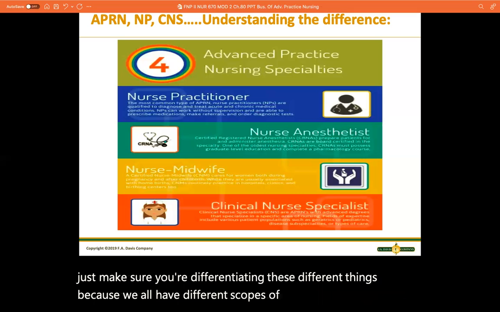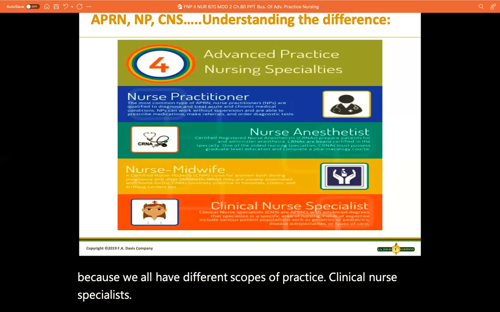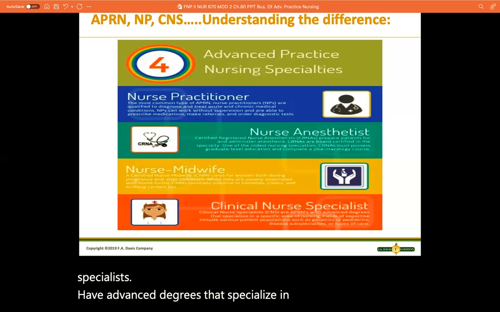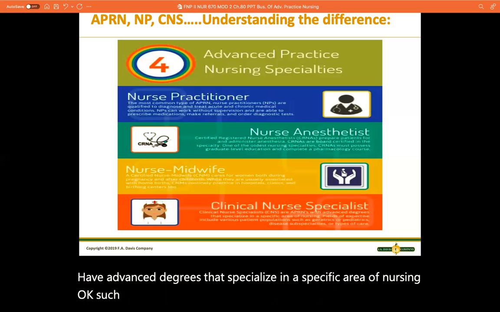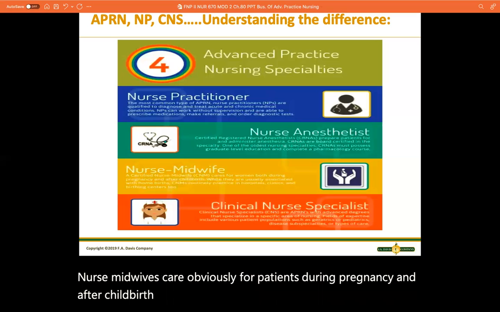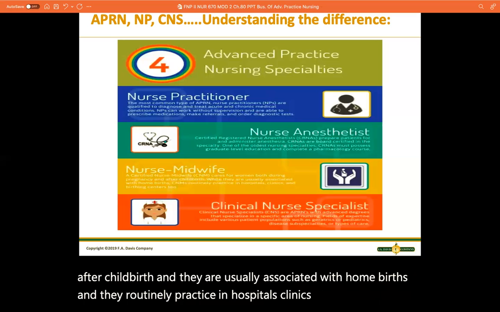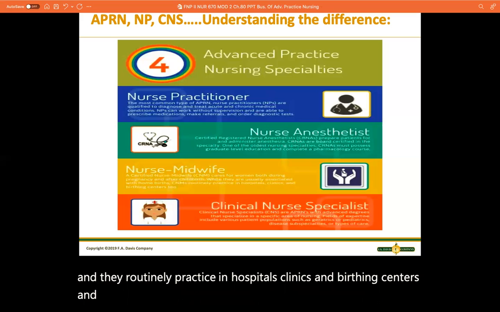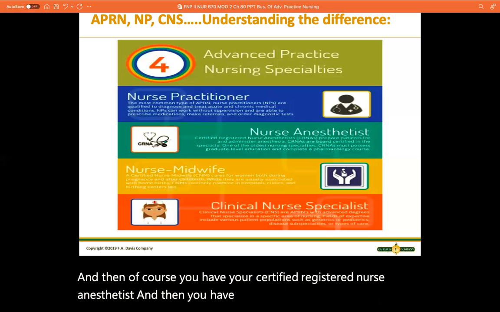Clinical nurse specialists have advanced degrees that specialize in a specific area of nursing, okay, such as geriatrics, pediatrics, disease subspecialties, or types of care. Nurse midwives care obviously for patients during pregnancy and after childbirth, and they are usually associated with home births, and they routinely practice in hospitals, clinics, and birthing centers. And then of course you have your certified registered nurse anesthetist, and then you have your nurse practitioners. So just keep that in mind.